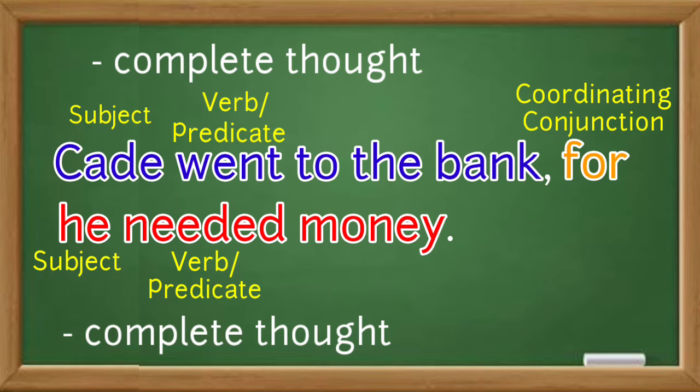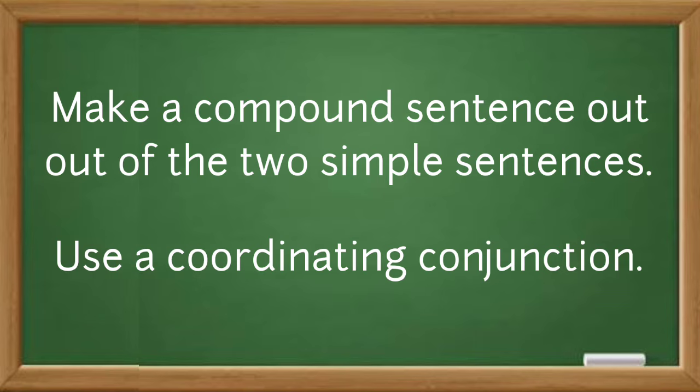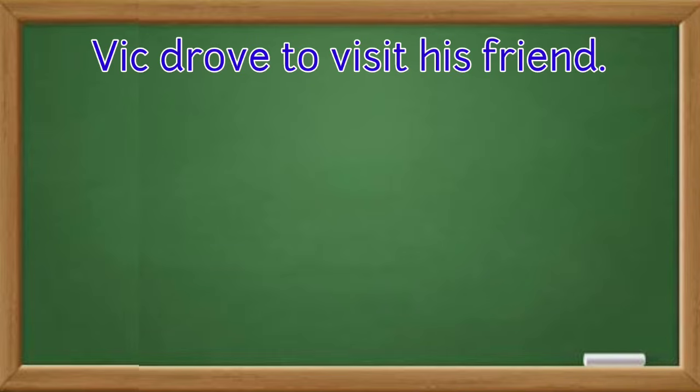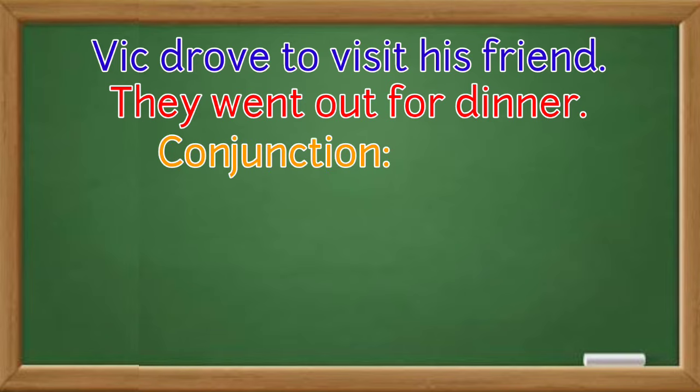Is it understood? This time, let us try to make a compound sentence out of the two independent clauses or simple sentences that will be given. And we have to use a coordinating conjunction to combine them. Okay, first one. Vic drove to visit his friend. Another independent clause. They went out for dinner. So, to combine them, what coordinating conjunction should we use? It is and. So, how do we do it?